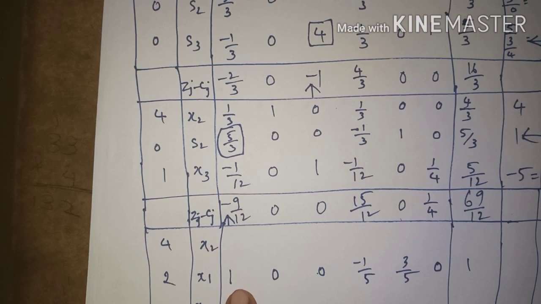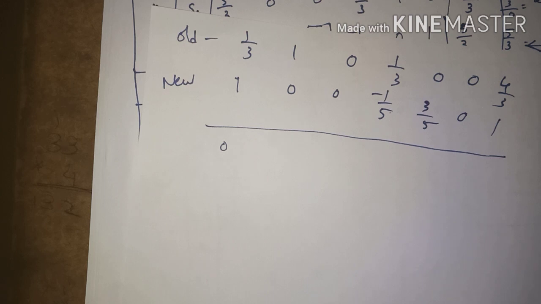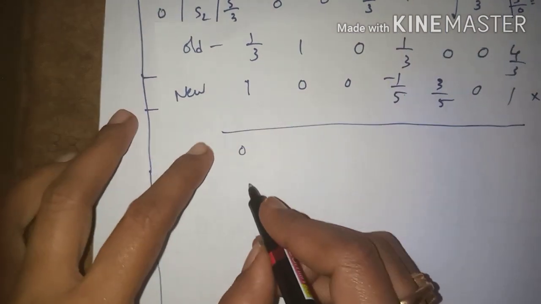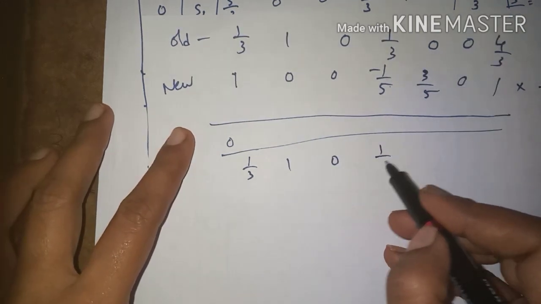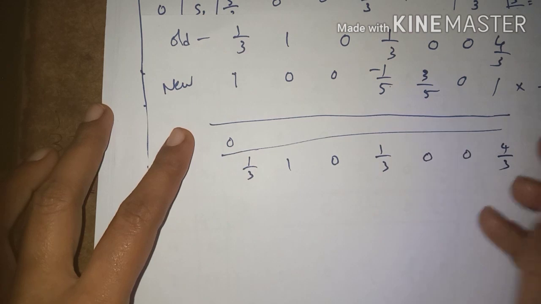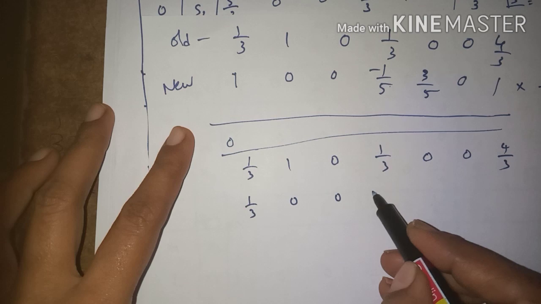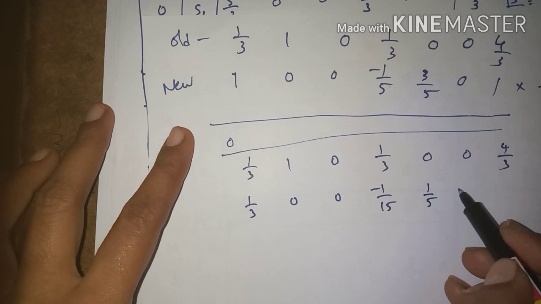Now I have to get 0 here in the first place. This is the old row, this is the new row. Old row means the row whose element we are going to convert into 0. After converting the pivot element into 1, the row we have got is the new row. To get 0 here, we multiply the new row by 1 by 3 and subtract. 1 by 3 into the new row: 1 by 3 into 1 is 1 by 3, 0, 0, minus 1 by 15, and 1 by 3 into 3 by 5 is 1 by 5.